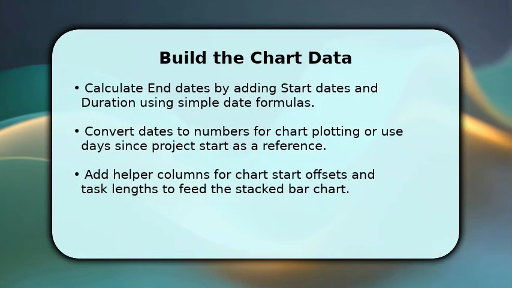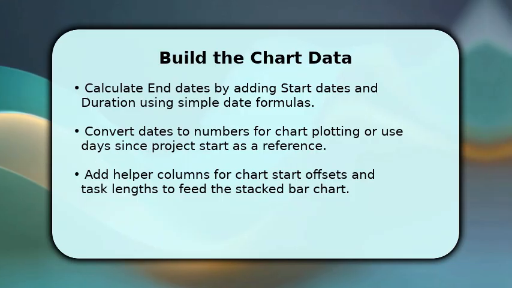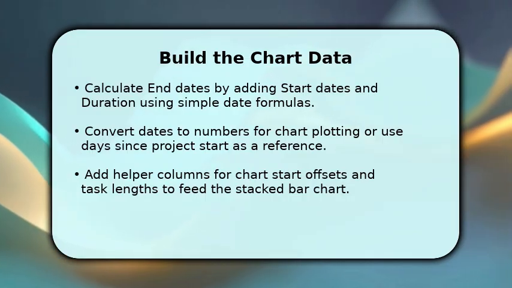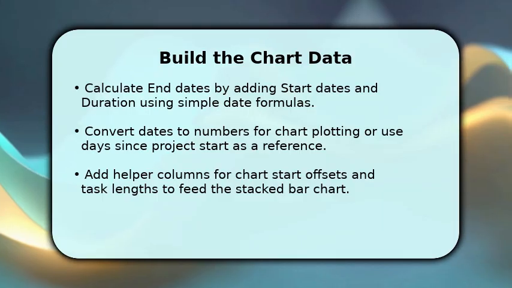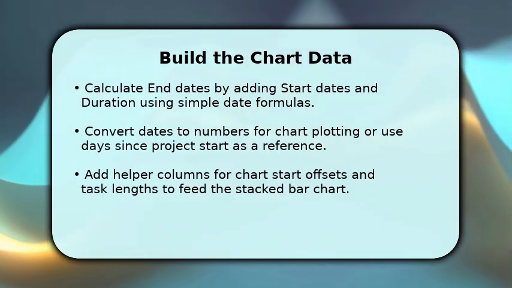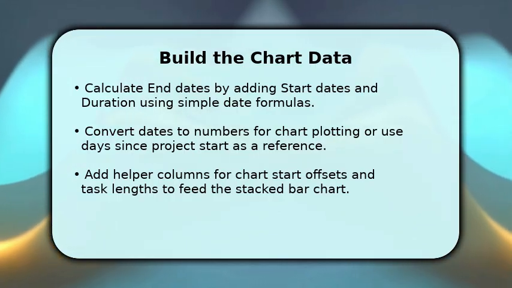Start by calculating end dates with a formula that adds duration to start dates. Create helper columns for start offsets, where you subtract the project start date to get numeric values. Use a column for task lengths equal to duration. These numeric columns let Excel plot a stacked bar chart with an invisible lead series and a visible duration series, giving you precise control over bar positions and lengths.